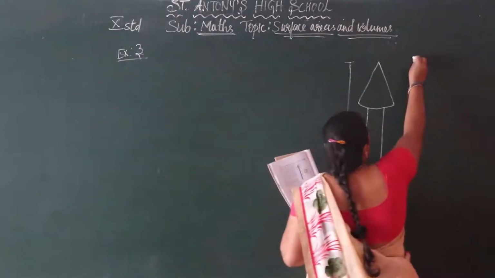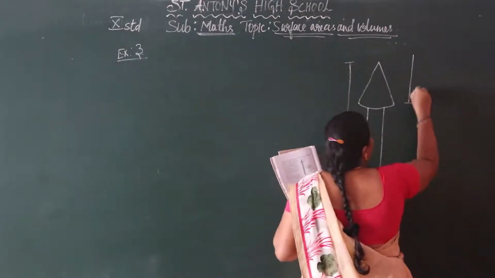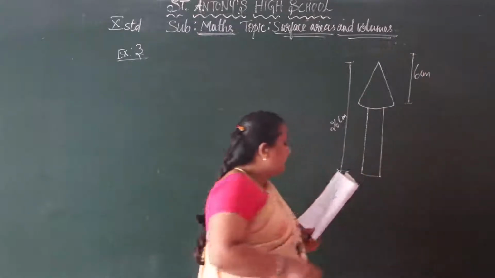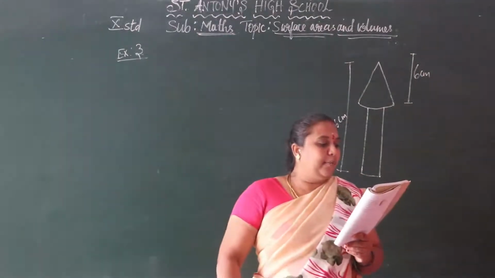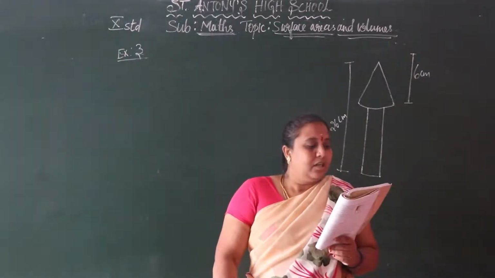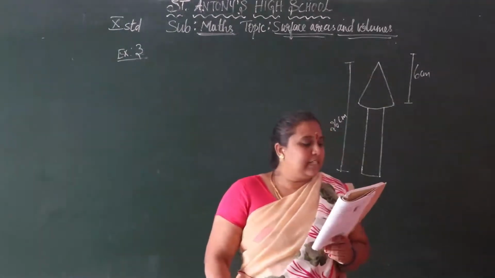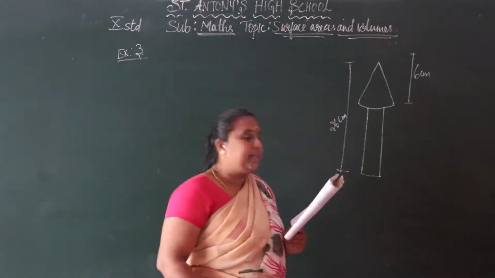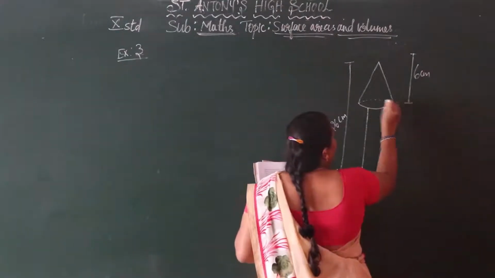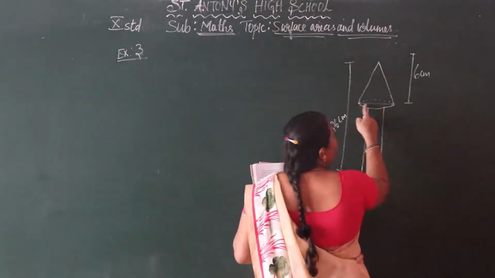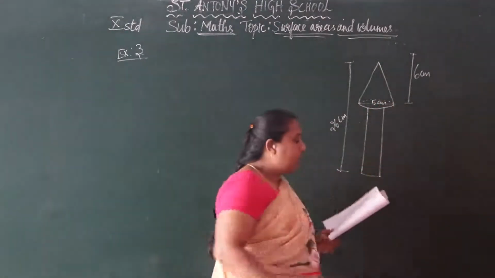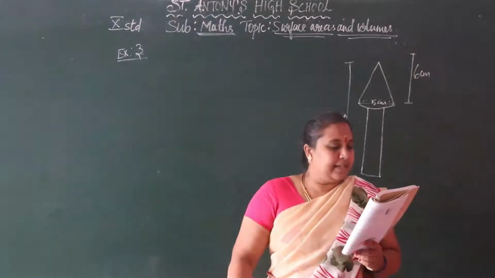The height of the conical part is 6 centimeters. The base of the conical part has a diameter of, sorry, 5 centimeters. See, it is like this. So the diameter of the conical portion is 5 centimeters.